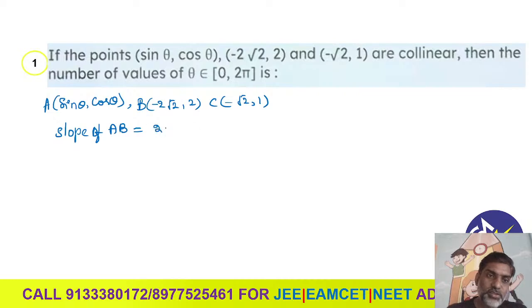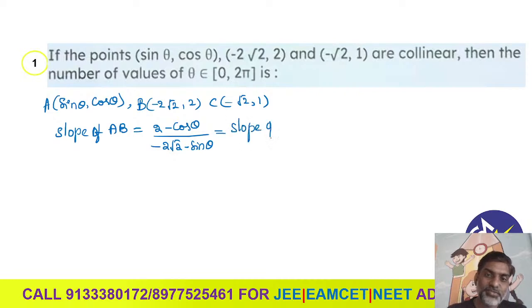Y2 minus Y1, that is 2 minus cos theta, divided by x2 minus x1, that is minus 2 root 2 minus sin theta. So the slope of AB is 2 minus cos theta divided by minus 2 root 2 minus sin theta. Let it be. Then next, this equals the slope of BC.